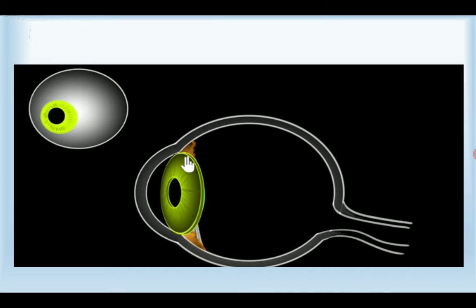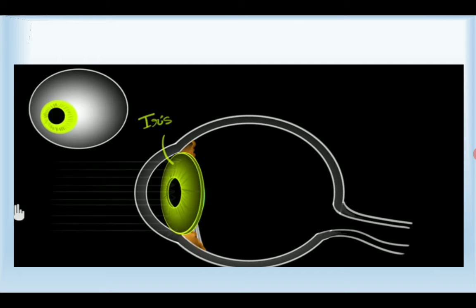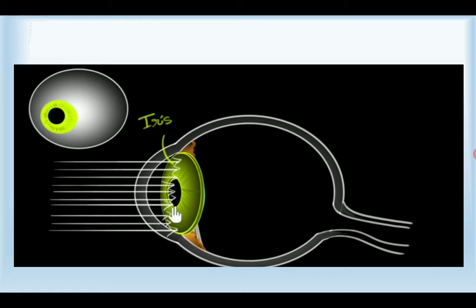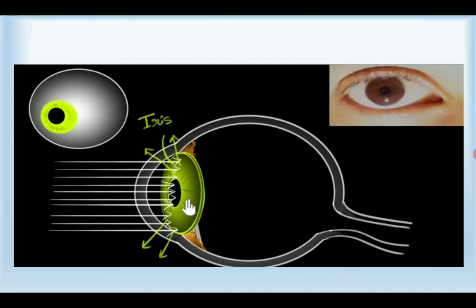This structure is called the iris. When people talk about the color of the eye, they're actually talking about the color of the iris. When light hits our eyes, the light that falls on our iris gets reflected, and the color of the light that gets reflected depends upon the pigment that makes it up. In this case it is green, so we would say that person has green eyes. In my case, it is brown, so my iris reflects brown light, and so my eyes are brown in color.